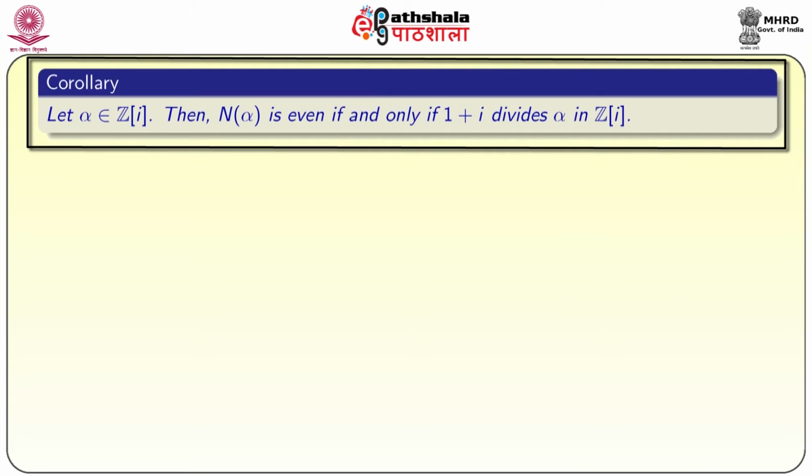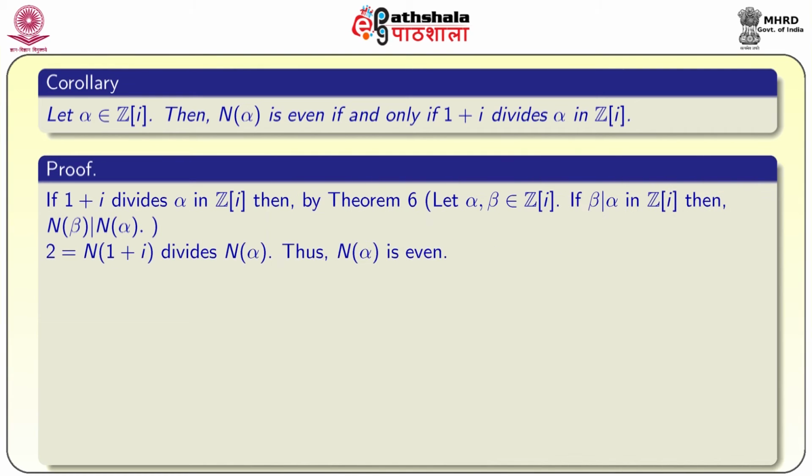Another corollary to this is, if alpha belongs to Z[i], then the norm of alpha, N(alpha), is even if and only if 1 plus i divides alpha in Z[i]. So, it is only related to 1 plus i. It gives a characterization that 1 plus i divides a Gaussian integer if and only if N(alpha) is even. For that, observe that the norm of 1 plus i itself is equal to 2.